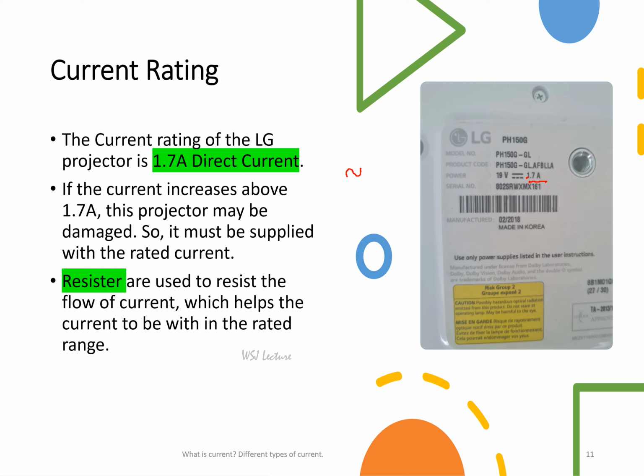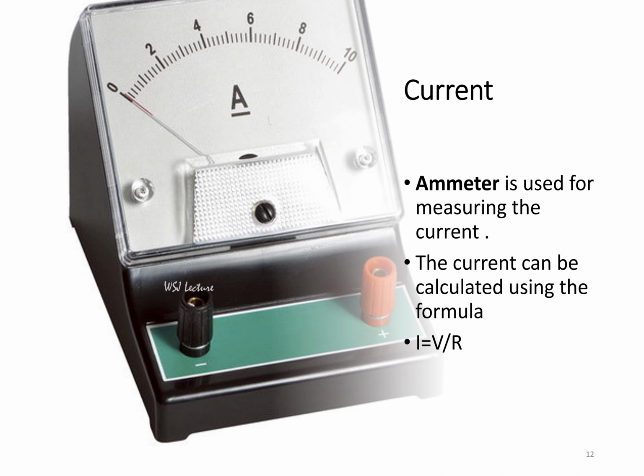To keep the projector on the safer side, resistors are used to resist the flow of current, which helps keep the current within the rated range. To measure the current, we use an ammeter or a multimeter. The current can be calculated using the following formula, that is I is equal to V over R, where V stands for voltage and R stands for resistance, which is Ohm's law.